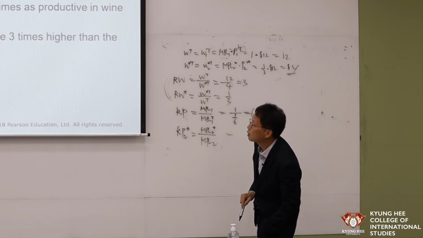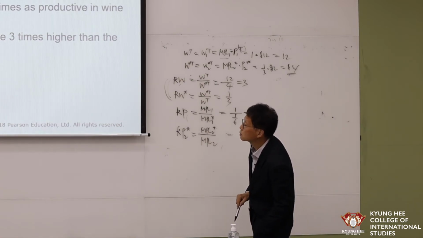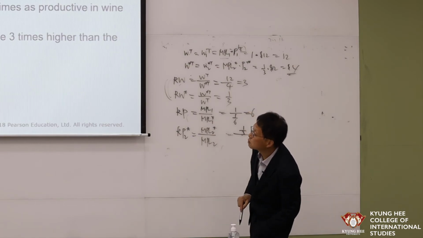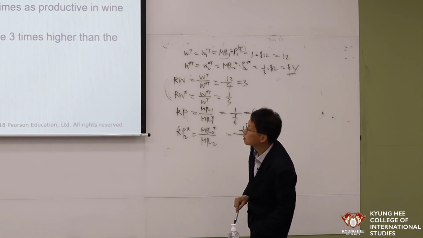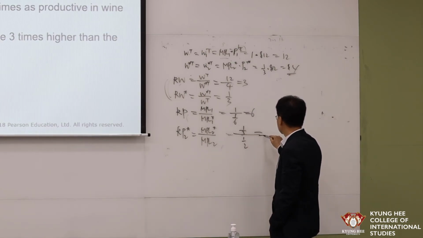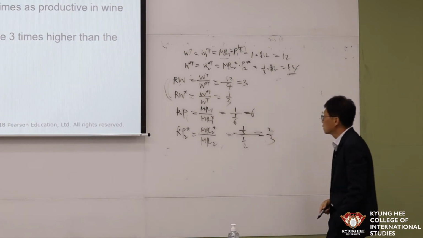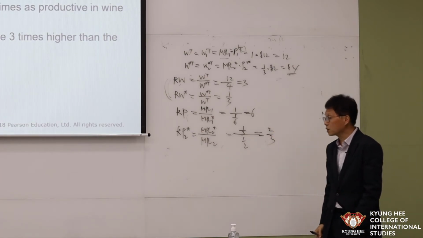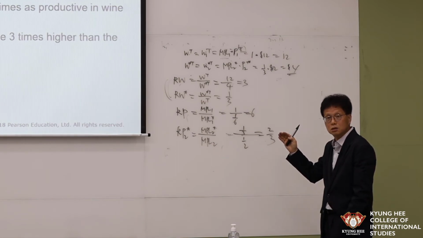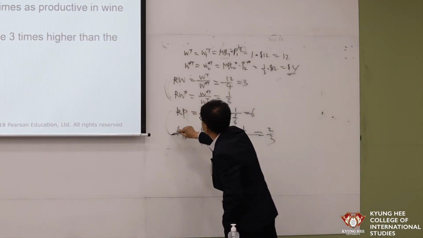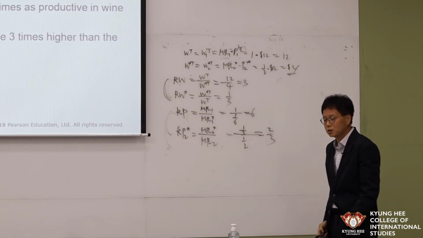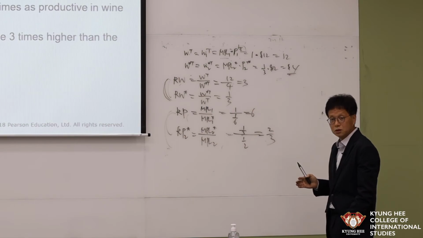MPL2 star was a third, and MPL2 is a half. That means relative productivity in Q2 production in foreign is 2/3. Right? So now we calculate the relative wage rate and relative productivity in the comparative advantage good in both countries.